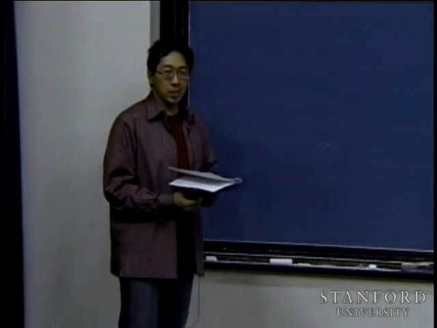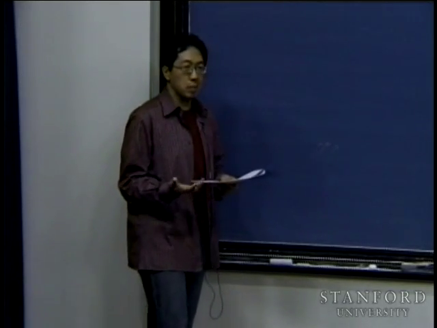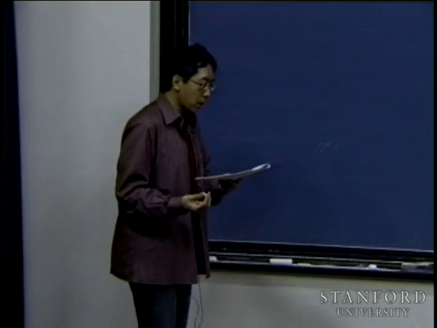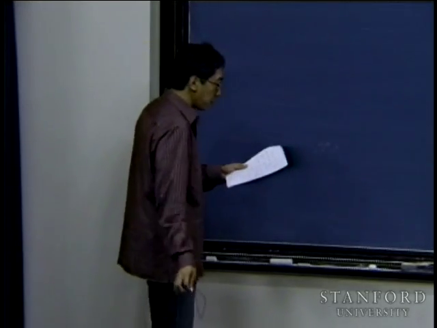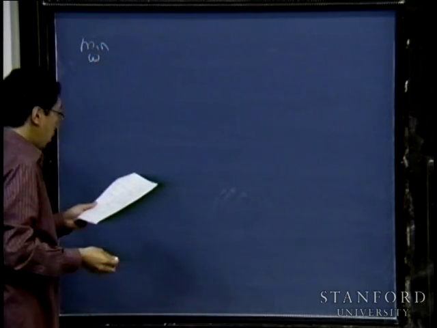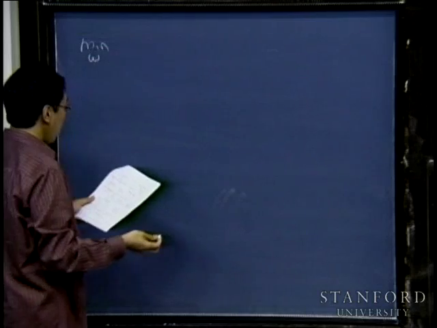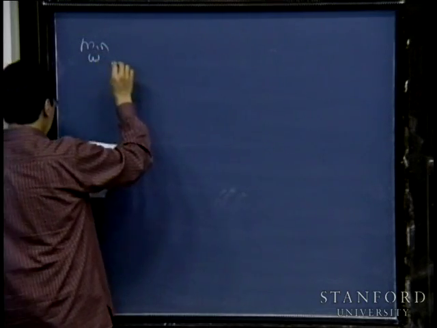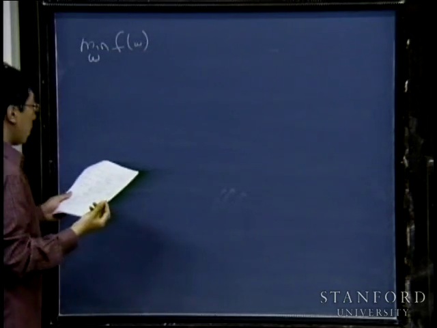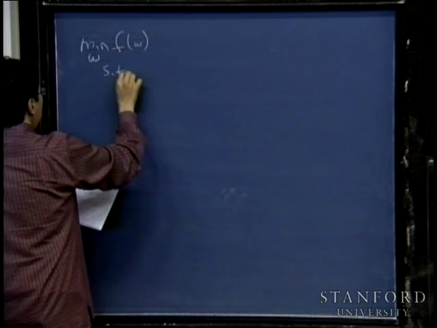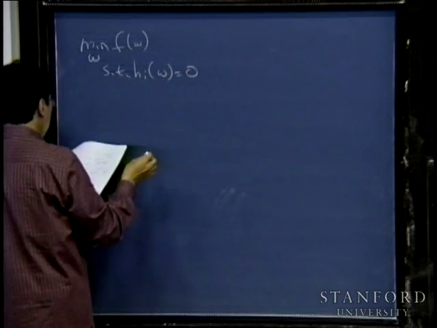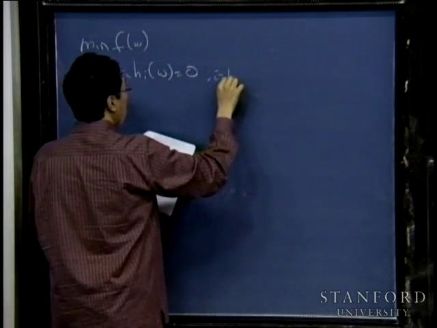But what I'm really going to do is talk about a generalization of this method of Lagrange multipliers that you may or may not have seen in some calculus classes. But if you haven't seen it before, don't worry about it. So the method of Lagrange multipliers was, well, suppose there's some function you want to minimize. You want to minimize f of w, but subject to some set of constraints that h_i of w must be equal to 0 for all i equals 1 through l.